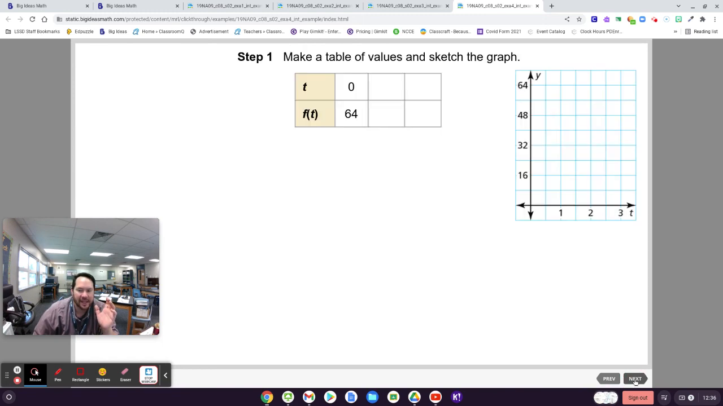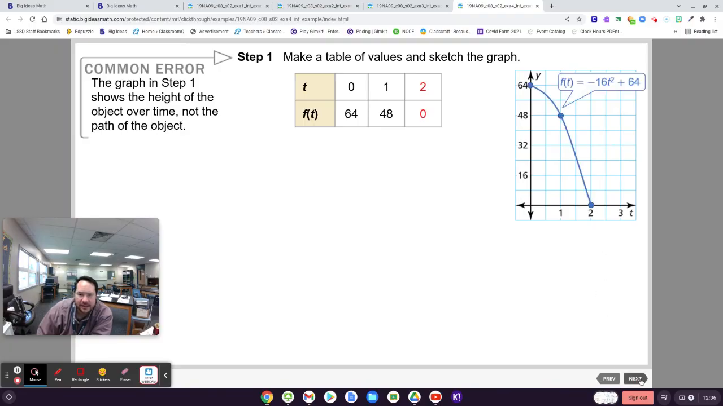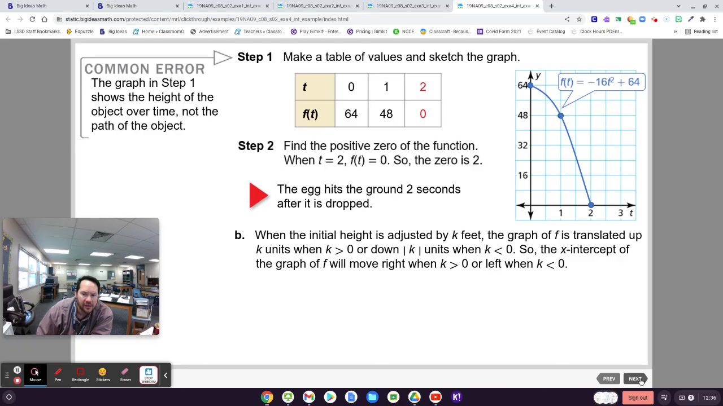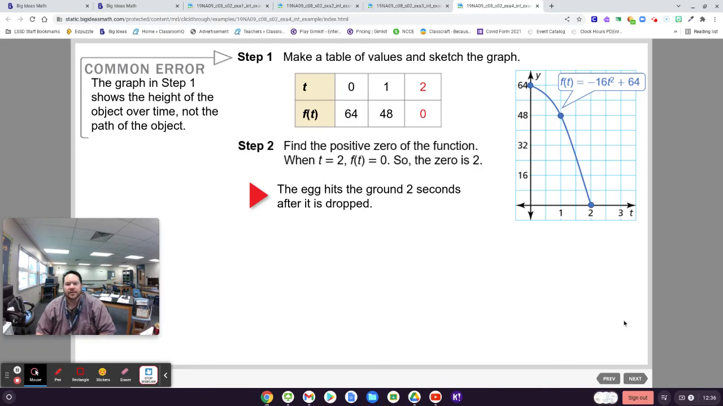So if you made a table, at 0, it's 64. At 1, it's 48. And at 2 seconds, it ends up being 0. So when you plug in 2 for t, you end up getting 0, which means it hits the ground in 2 seconds. Yay. Okay, you could have also gotten that by factoring. So there is our last story problem type thing that you'll be working on here.